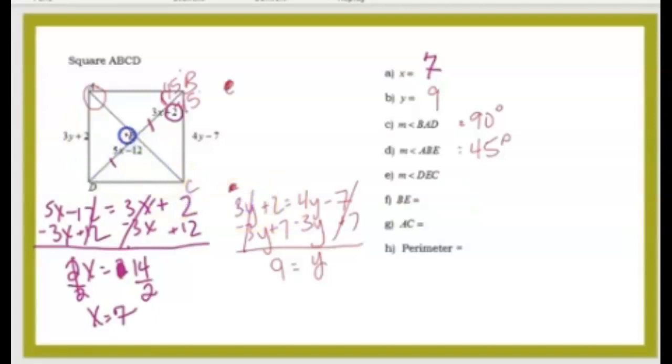Part E says DEC. So we know that the diagonals are perpendicular, which means all of these are 90-degree angles. All right, let's find BE. BE is just this little piece of that diagonal. So it's 3x plus 2. But we found x to be 7. So we'll put in the 7 for x.